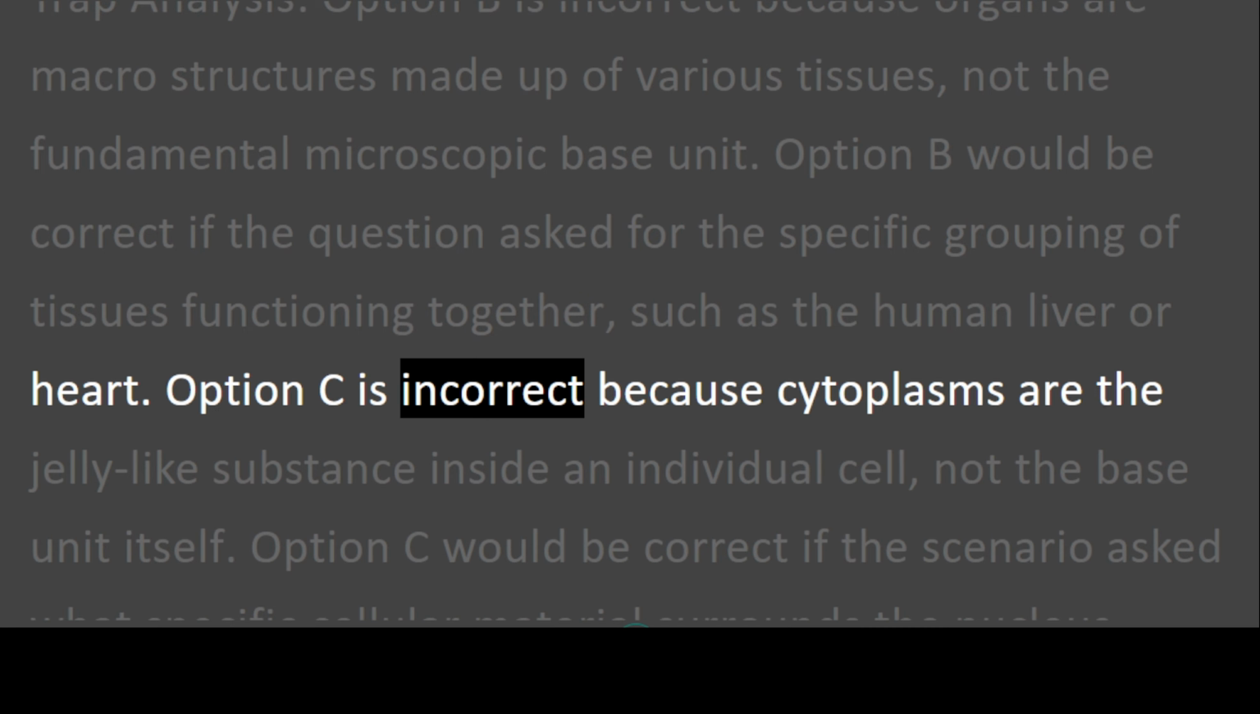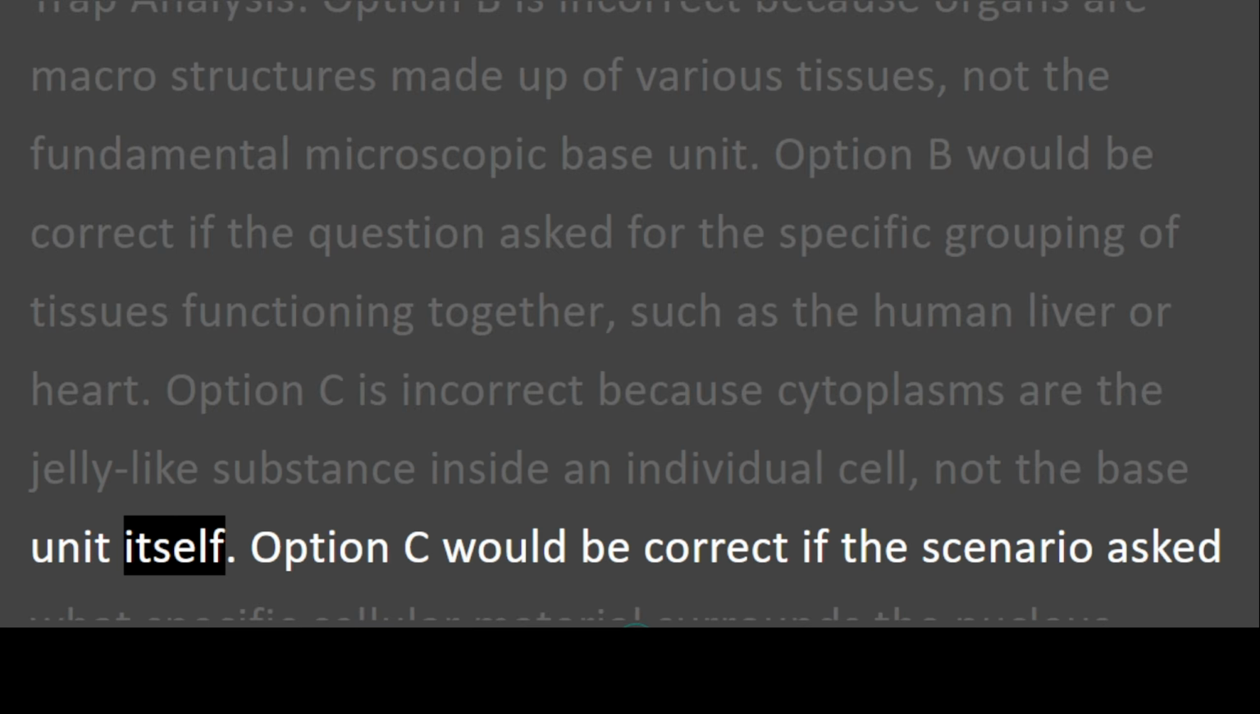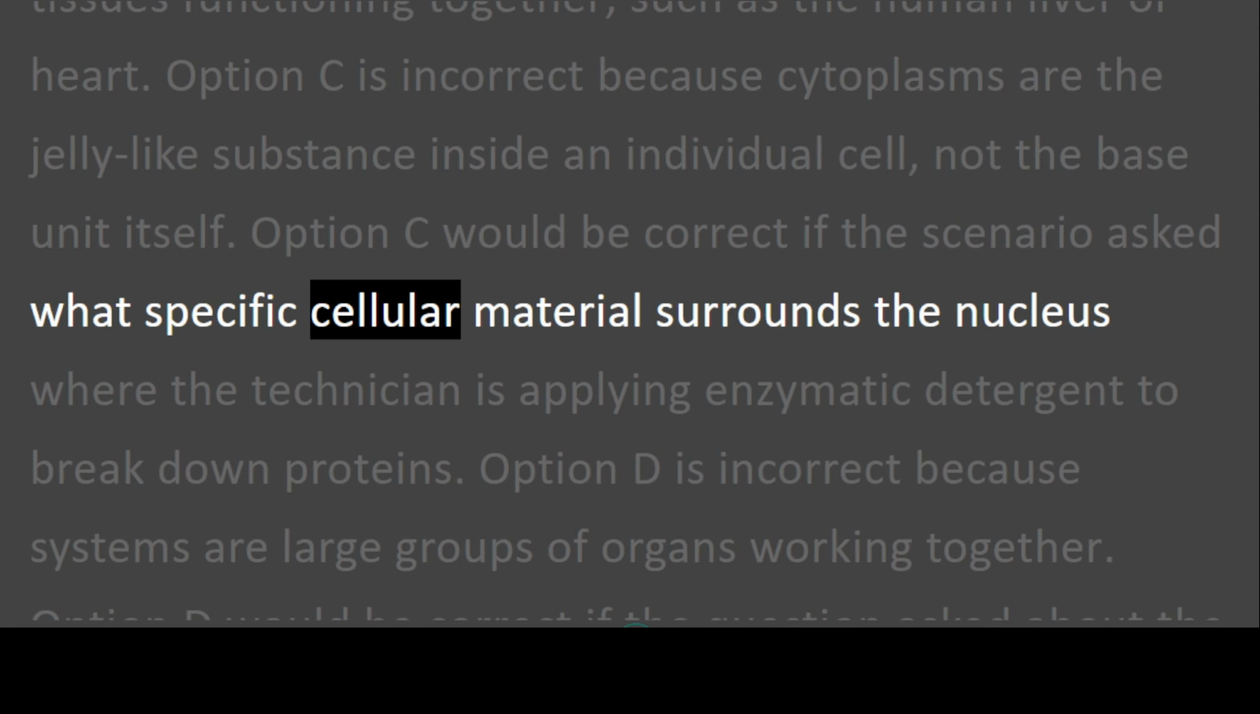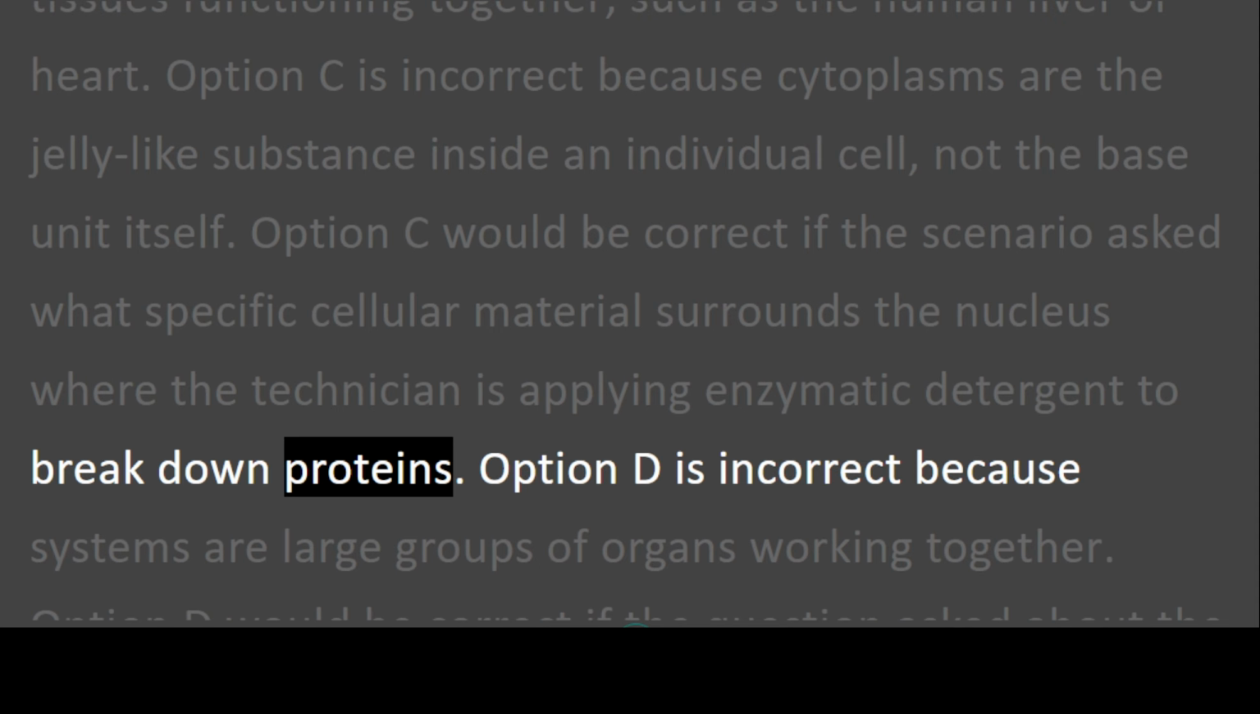Option C is incorrect because cytoplasms are the jelly-like substance inside an individual cell, not the base unit itself. Option C would be correct if the scenario asked what specific cellular material surrounds the nucleus where the technician is applying enzymatic detergent to break down proteins.